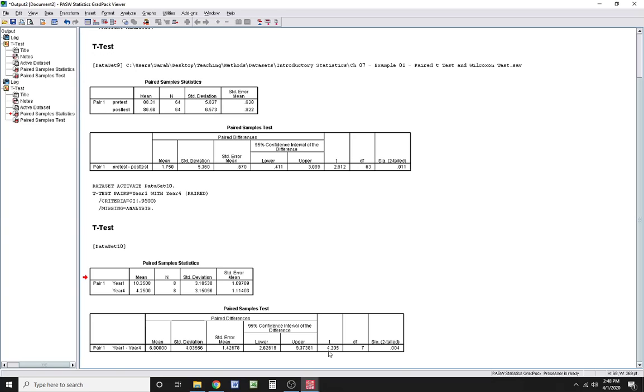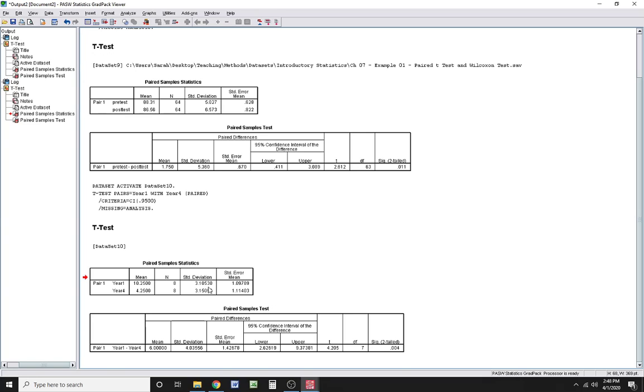Over here, t is equal to 4.2, we round it to 4.21. Degrees of freedom was 7, and our significance was 0.004. We had a two-tailed hypothesis, so we report the two-tailed significance. So was there a difference between groups? Yes. So to report your results here, you would say there were fewer number of errors made in year 4 than there were in year 1.